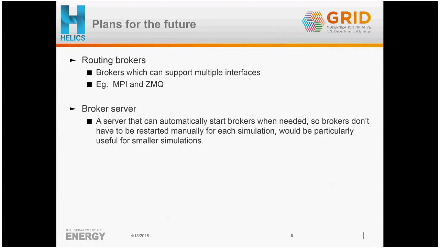As far as the future goes, we have a few plans for enhancing brokers. One is to create a routing broker, which would be a broker that can support multiple interfaces. Say you had a situation where a chunk of the federation is running on a high-performance computing machine, and this interacts through the MPI layer, but then you need a gateway into a separate process that runs through ZMQ or one of the other protocols. The routing brokers would allow that capability.